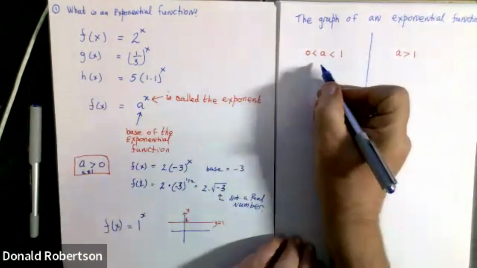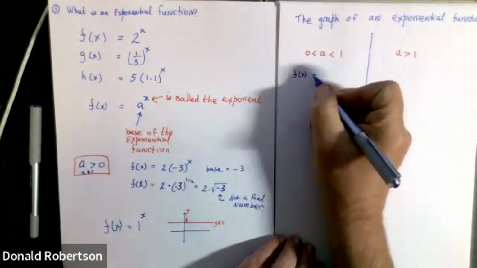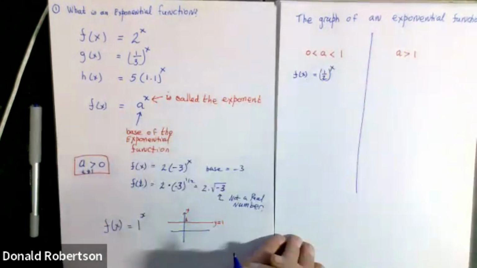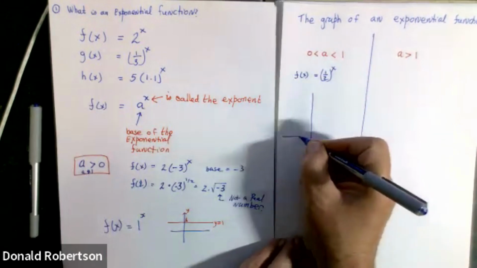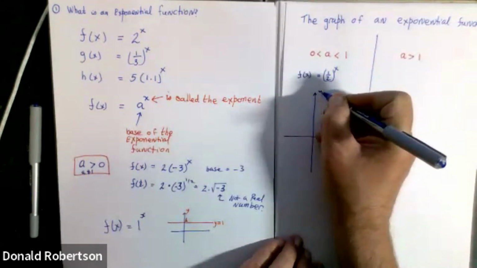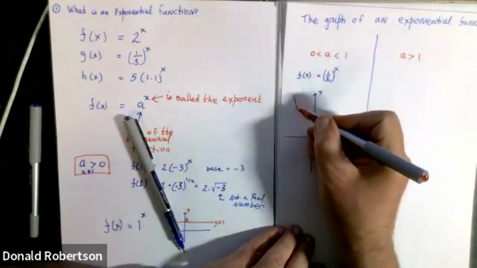So let's look at this one. An example of this would be 1/2 to the power of x. In this case, a is a half. Now, at this point, you're just going to trust me on what its graph looks like. And it looks like this.